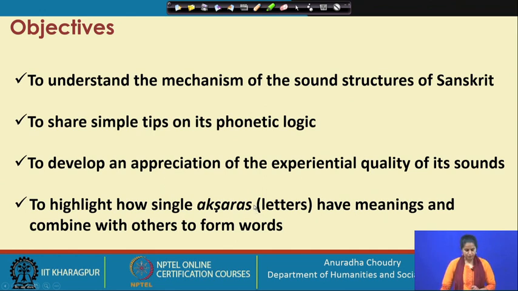The third objective of this session would be to develop an appreciation of the experiential quality of its sounds. I had touched upon it in the introduction, but in this one I hope to delve a little more and give you a practical experience of what I mean by the experiential quality of its sounds. And finally, I will try to highlight how single aksharas have meanings in themselves, and then how they combine to form words that can mean different things.